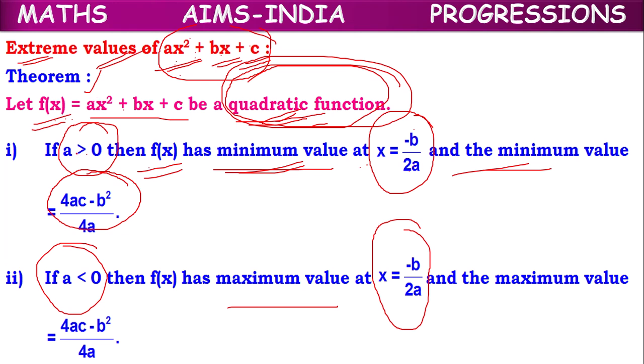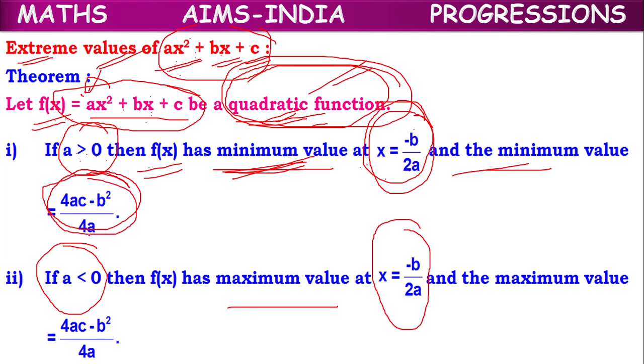If a is greater than 0, a meaning the coefficient of x square, the quadratic function will have a minimum value at x equal to minus b by 2a. Meaning in the place of x, if we keep minus b by 2a, at that value this entire function will have the minimum value, and the minimum value formula is 4ac minus b square by 4a. At what value it will have the minimum value means this one. What is the minimum value means this one.